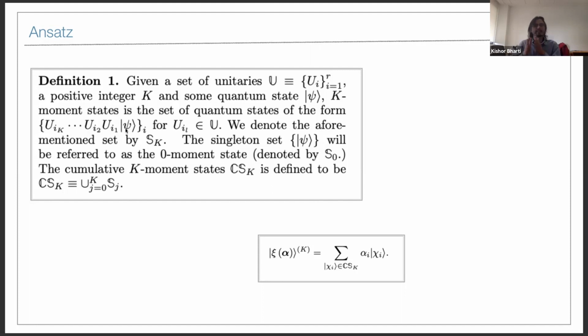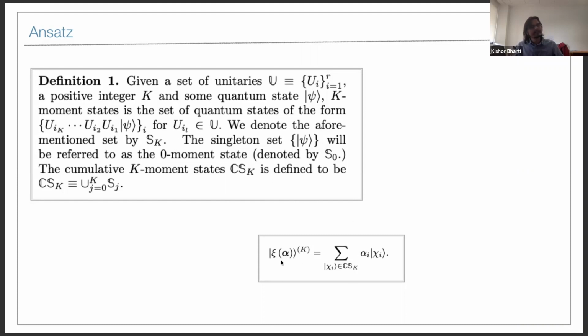So the set of one-moment states will be psi, u1 acting on psi, u2 psi, u3 psi, and so on. Two-moment states will be something like u1 squared psi, u1 u2 psi, u2 squared psi, and so on. Similarly, k-moment states will be psi with k such unitaries acting on it, and all such sets you call the k-moment states. The set where you do not act by any unitary is a singleton set, and you call that the zero-moment state. The cumulative k-moment state can be defined to be the union of all these k-moment states.